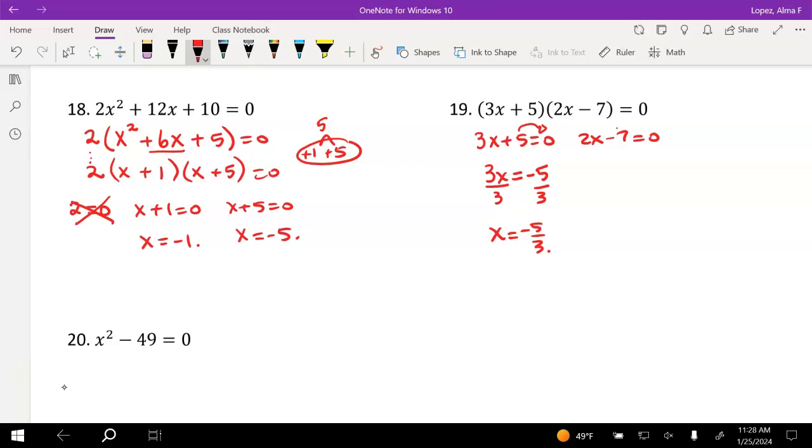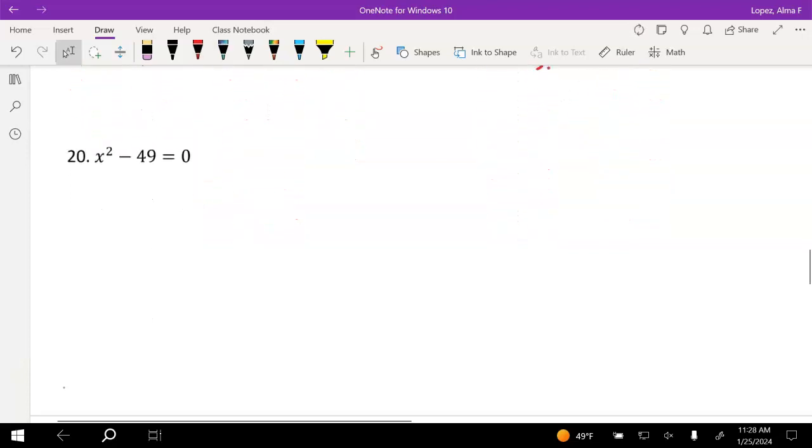Next, I'm going to move the negative 7 over to the right to get those x's isolated. We're going to get 2x is equal to 7. Now, to get the x solved for, we're going to divide both sides by 2, so I'm going to get an x of 7 halves. Number 20.